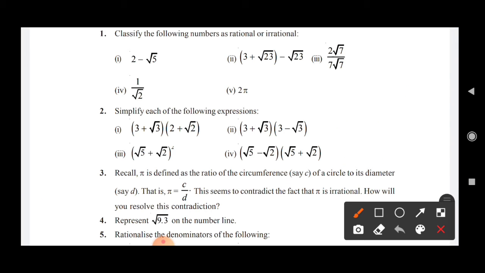Now question number 3: you can see root over 5 plus root over 2 whole square. This is in the formula x plus y whole square. So you can simplify this in this way.